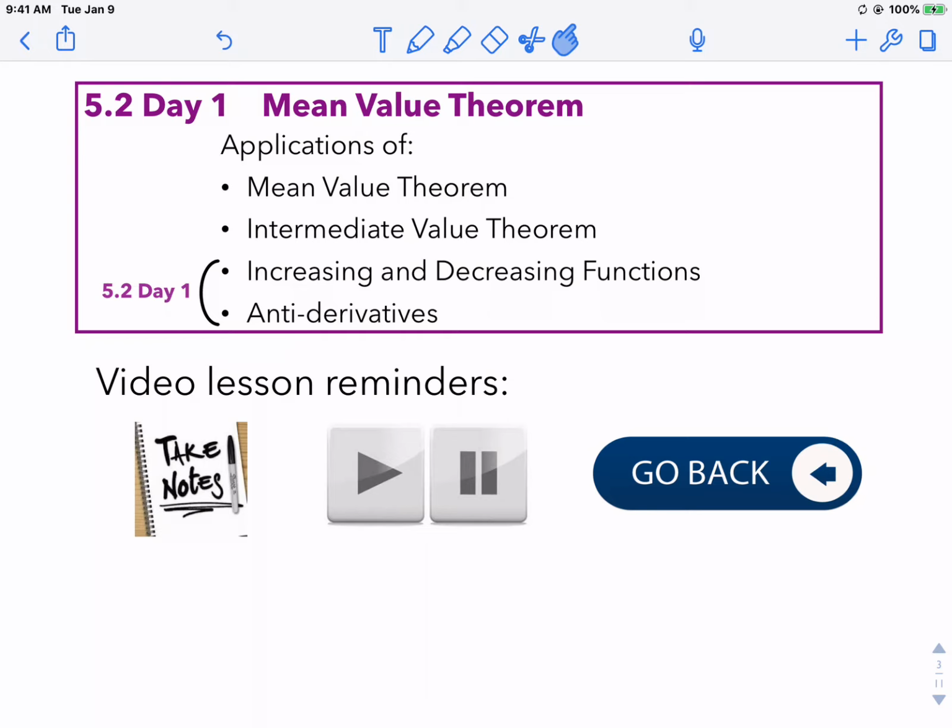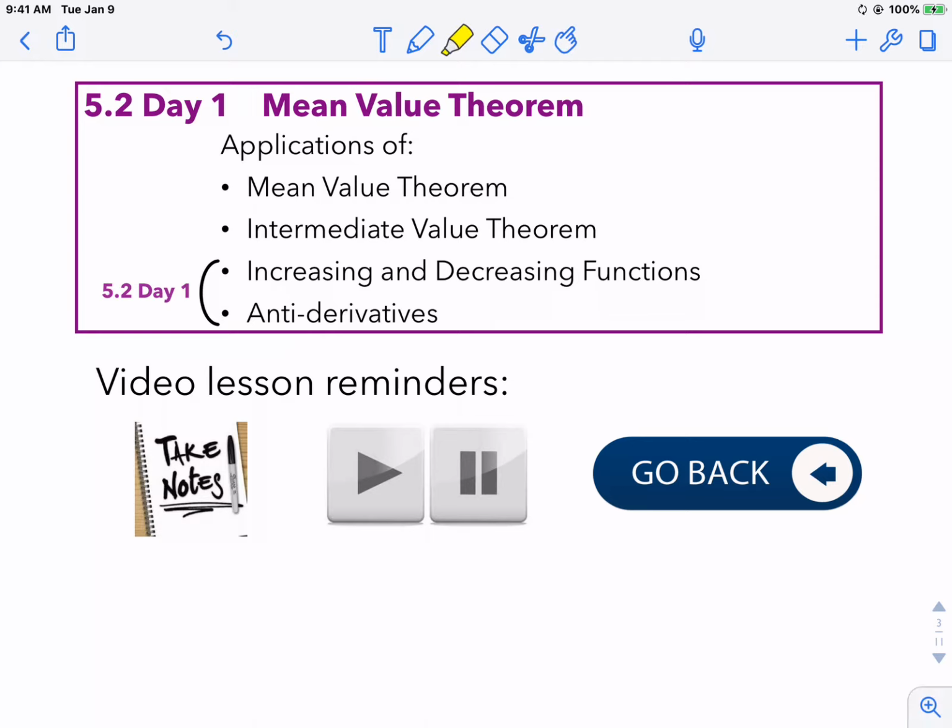This is the lesson video for 5.2 Day 1. The topics in all of 5.2 are listed here, and you can see the ones that we're going to work on today are increasing and decreasing functions. We're going to tie that to our extrema work from 5.1, and then antiderivatives, which are a way of moving the opposite direction of what we've been doing with derivatives.